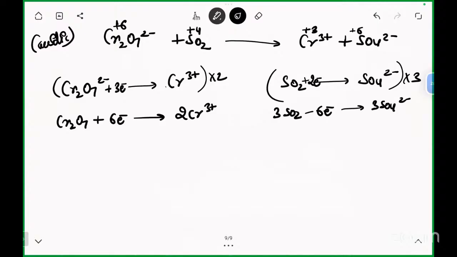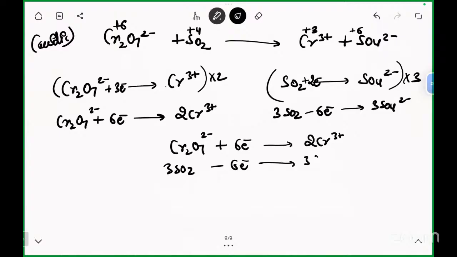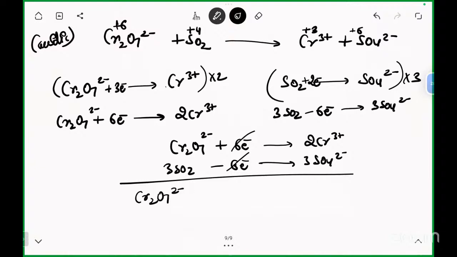Just combine both equations. It will be Cr2O7 plus 6 electrons gives out 2 Cr3 positive. Here it is 3 SO2 minus 6 electrons gives out 3 SO4 2 negative. The electrons just cancel out. It will be Cr2O7 2 negative plus 3 SO2 gives out 2 Cr3 positive plus 3 SO4 2 negative.